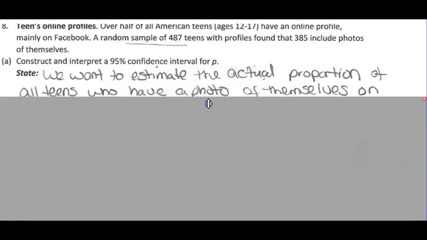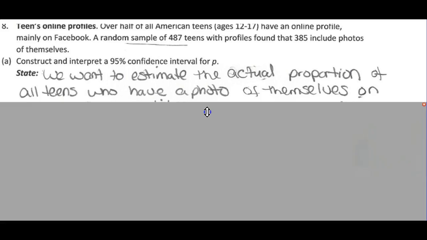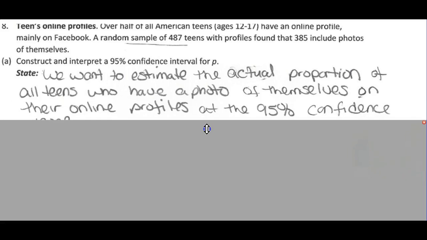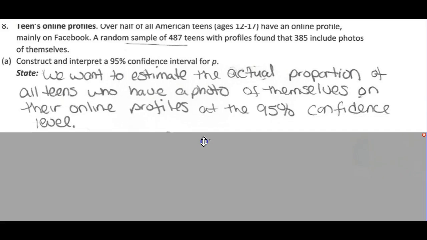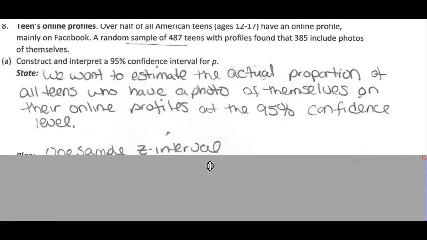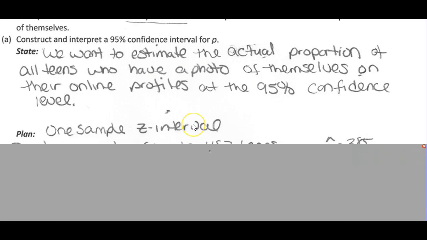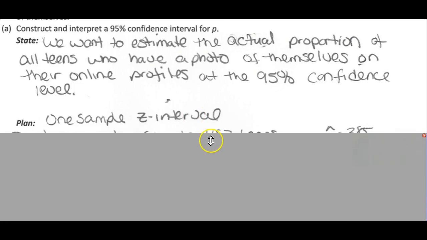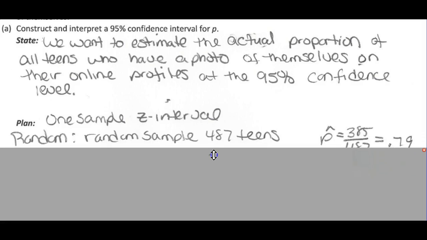So we want to estimate the actual proportion of all teens who have a photo of themselves on their online profiles at the 95% confidence level. We're basically just repeating the question. Okay, so the plan, we're going to state which plan we're going to do. We're doing a one sample z interval. Random, so this is where we go through random, normal, independent. So is it random? It stated that there was a random sample of 487 teens.